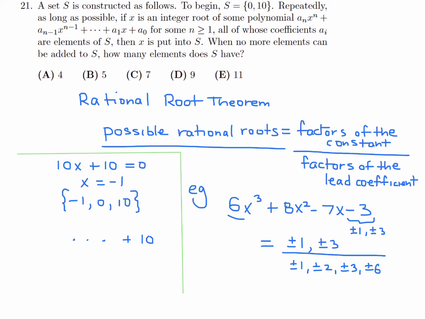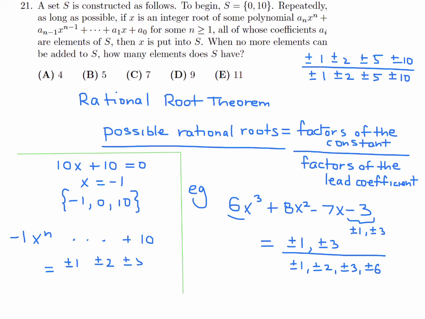The lead coefficient, whatever it is, on x to the n, I've got a choice here. I can either put negative 1 or 10. I'm going to choose negative 1, and let's see what happens. Using the possible rational roots equation, the factors of the constant are plus or minus 1, plus or minus 2, plus or minus 5, and plus or minus 10. And the factors of the lead coefficient are just plus or minus 1.